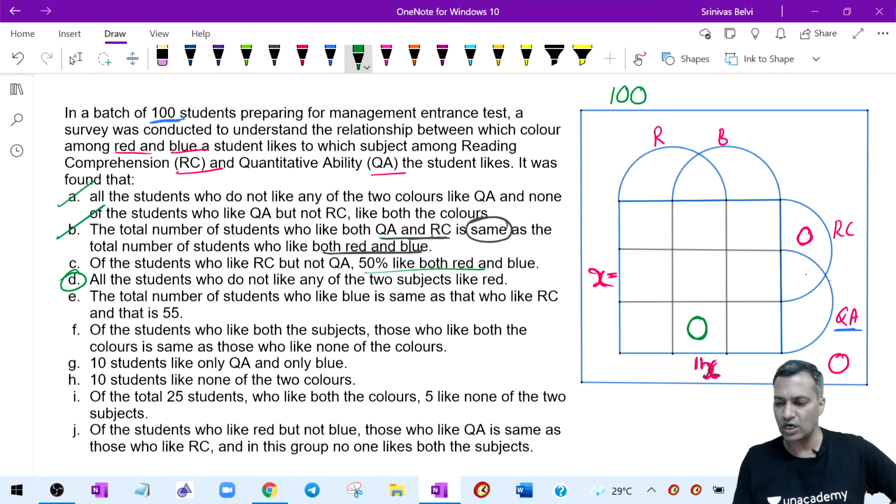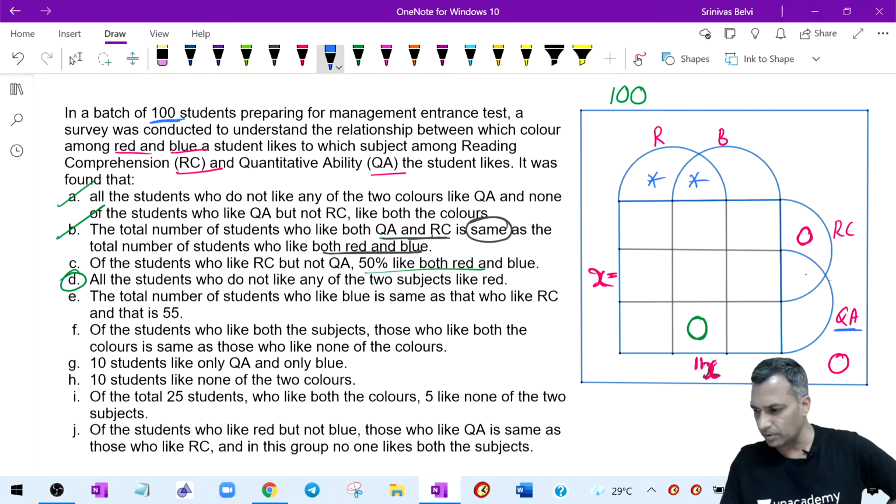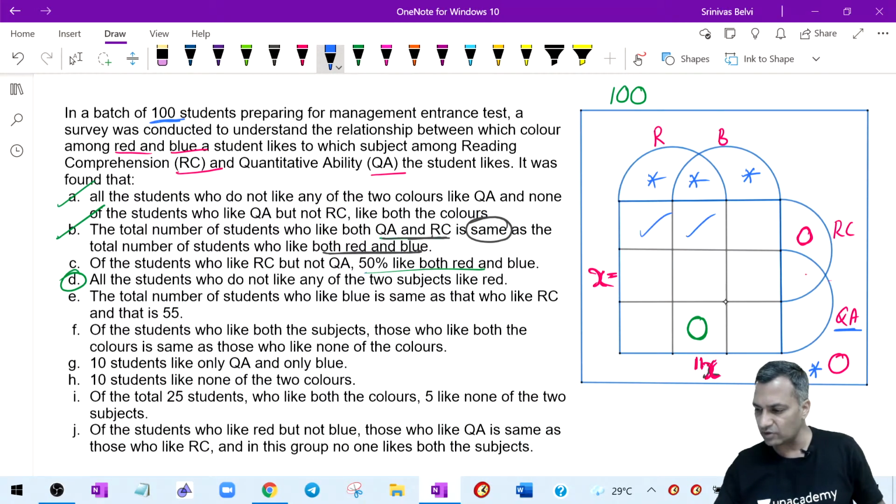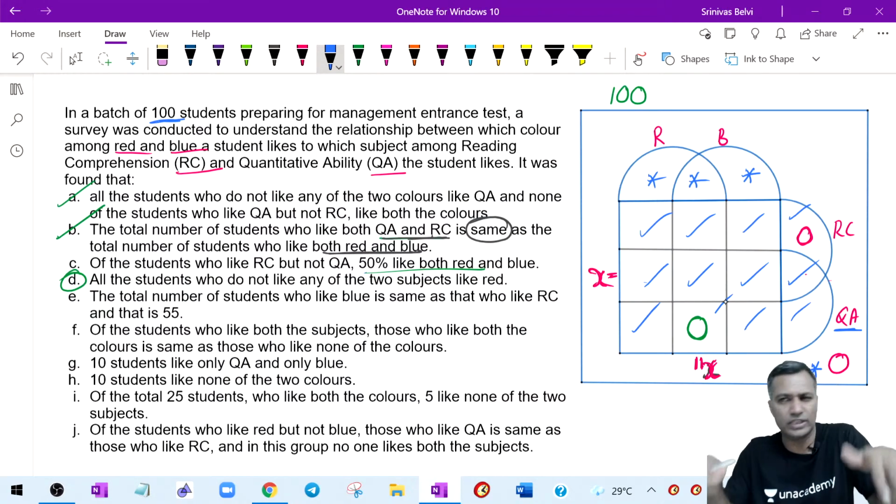All the students who do not like any of the two subjects. What does that mean? Here this number, this number, this number, and this number. I put the stars. These are the four regions where the people do not like any of the two subjects. Otherwise, all these fellows like at least one of the subjects. Put all these ticks. They like at least one of the subjects. Either RC they like or quant they like or both they like, whatever it is.